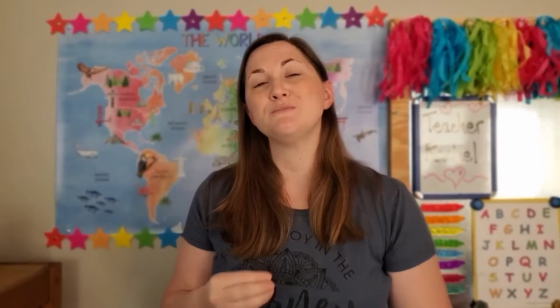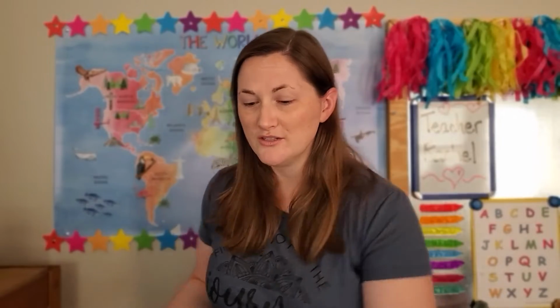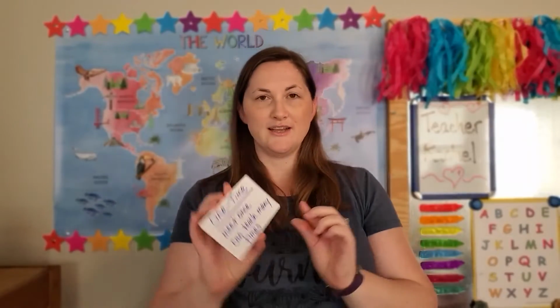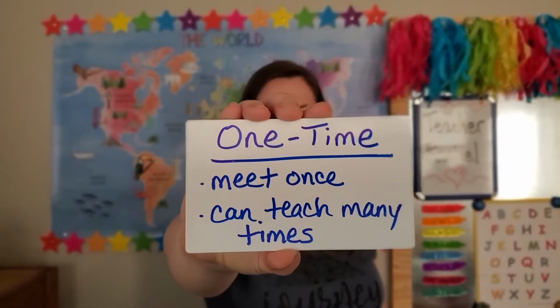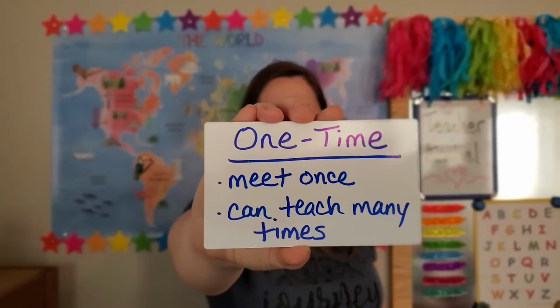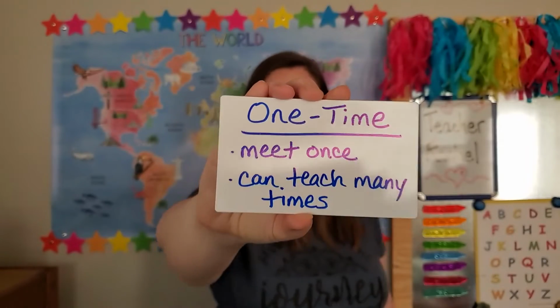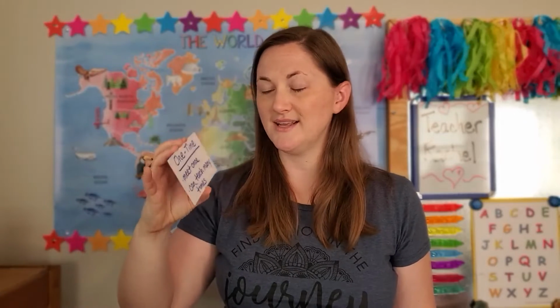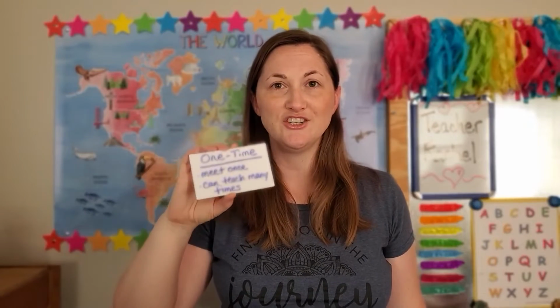This is not going to be a long one today, but I want to talk more specifically about those One-Time classes. What does that mean? What does that look like? And how can you plan for that type of class on Outschool? So I have my fancy card, just like I did last time. Boom, One-Time Classes. You meet once, that's it. But you can teach this class many, many times. That's the beauty of One-Time Classes.